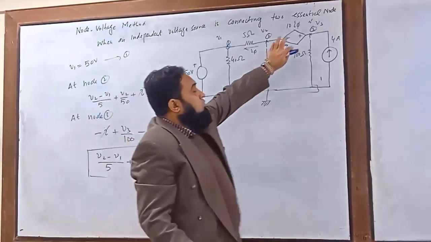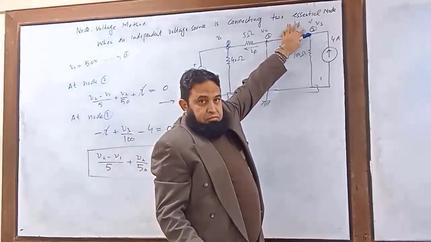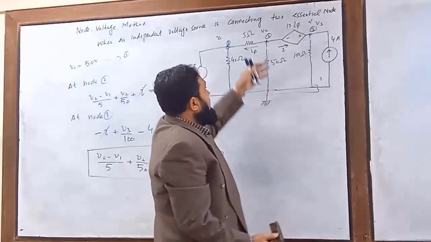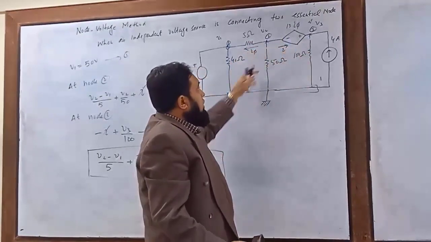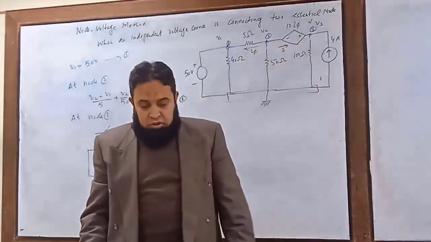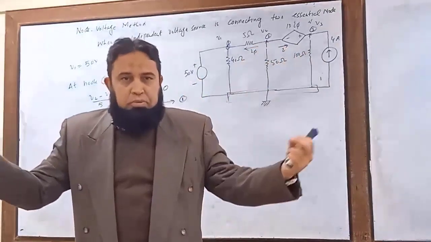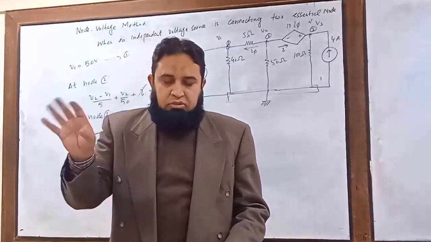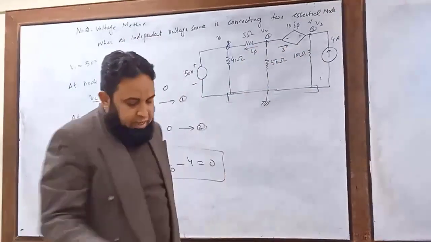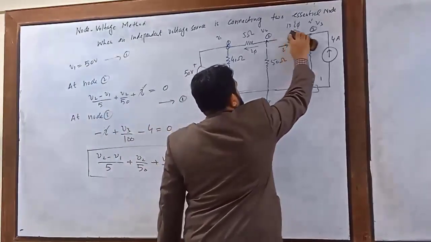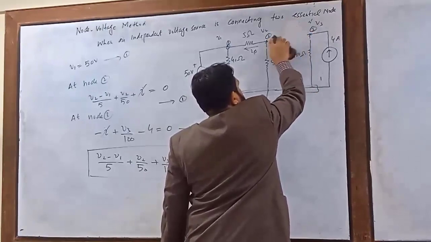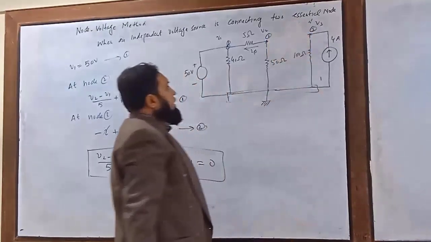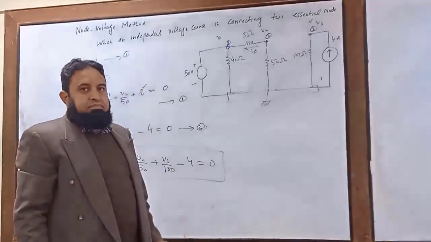Simply remove this voltage source, okay, and write the voltage equations independently for node 2 and node 3. See, assume that there is a supernode over there. So simply we remove that voltage source. If that is the case, we can simply remove that voltage source. Okay, now we have a circuit like this.